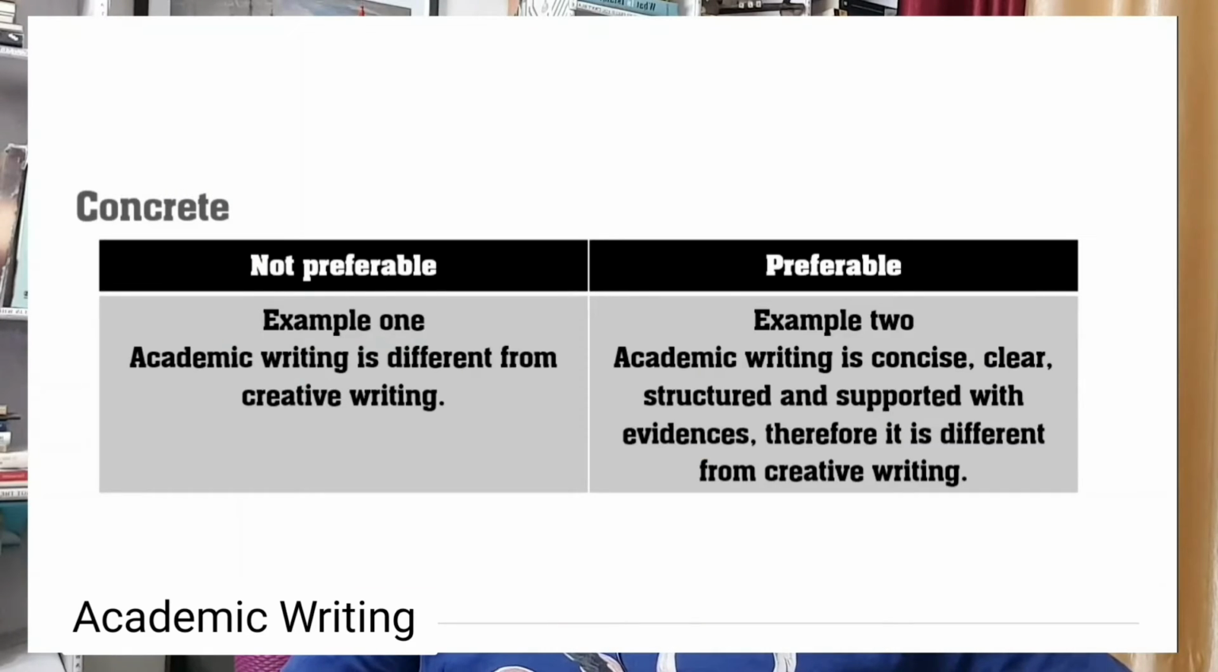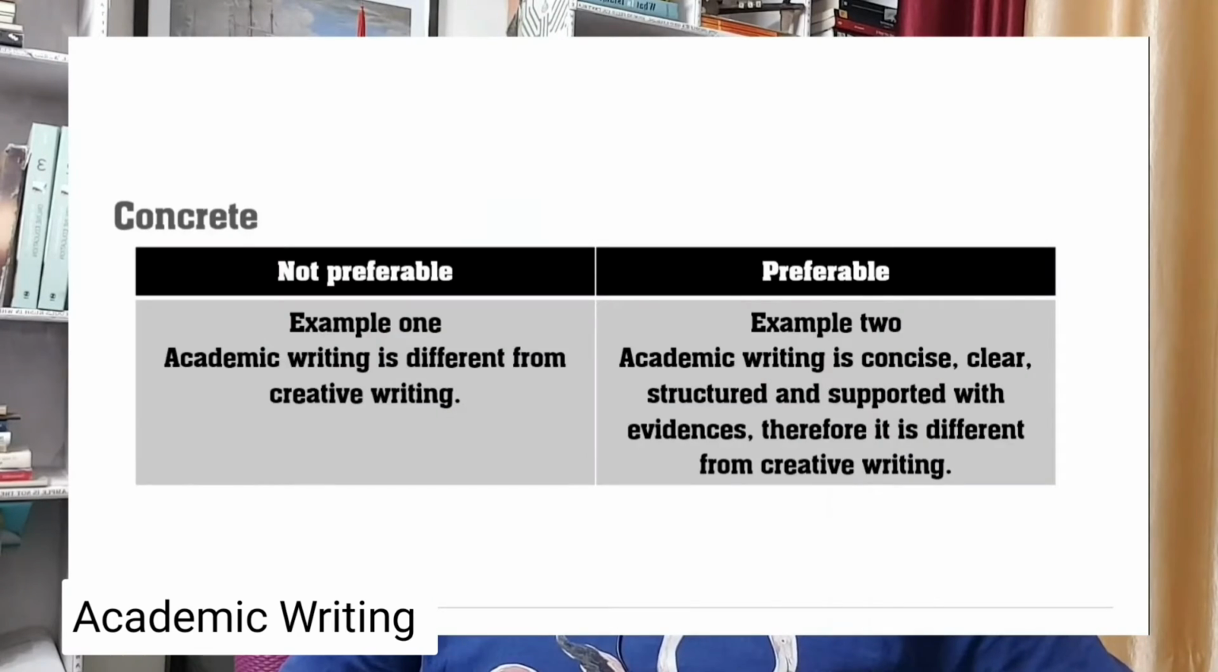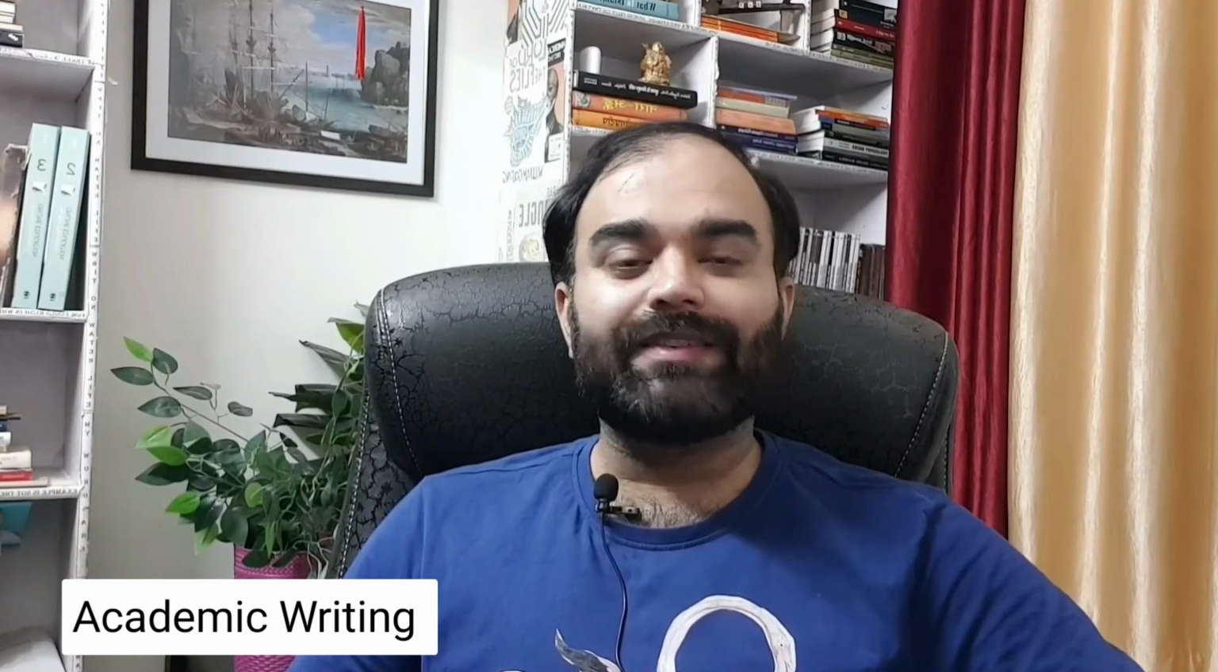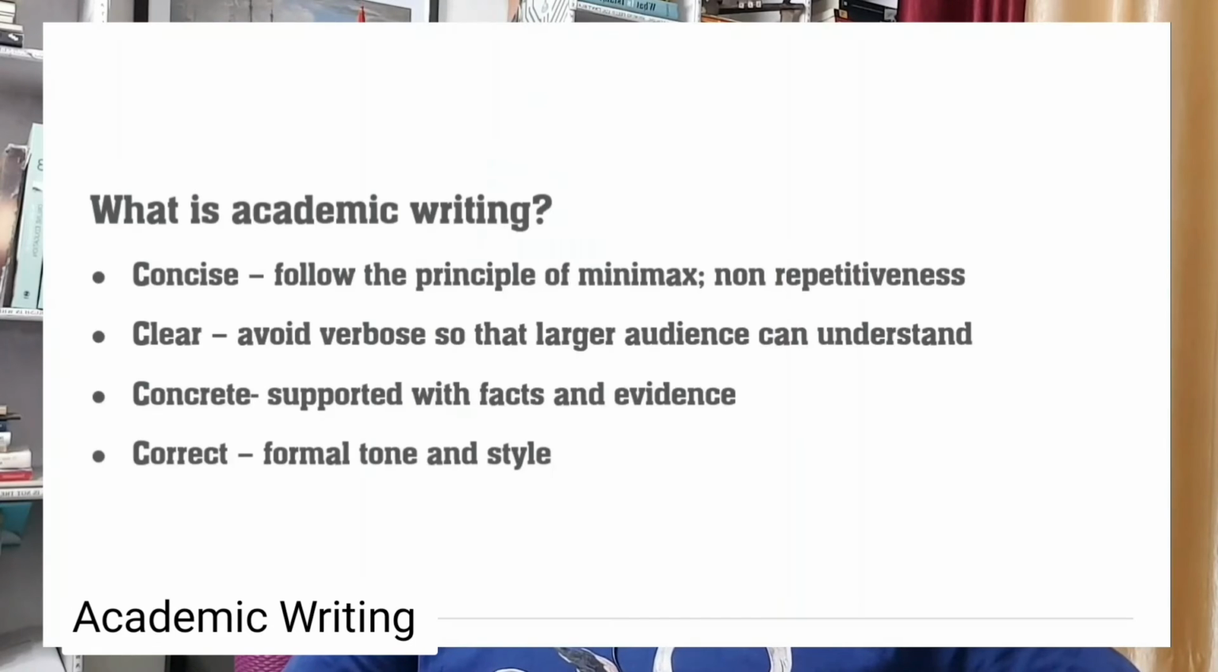Let's understand this with the help of an example. Academic writing is different from creative writing. Example 2. Academic writing is concise, clear, structured and supported with evidence, and therefore it is different from creative writing. In example 1, we are comparing academic writing with creative writing without mentioning how. But in example 2, we are showing the characteristics of academic writing. So example 2 is much better.